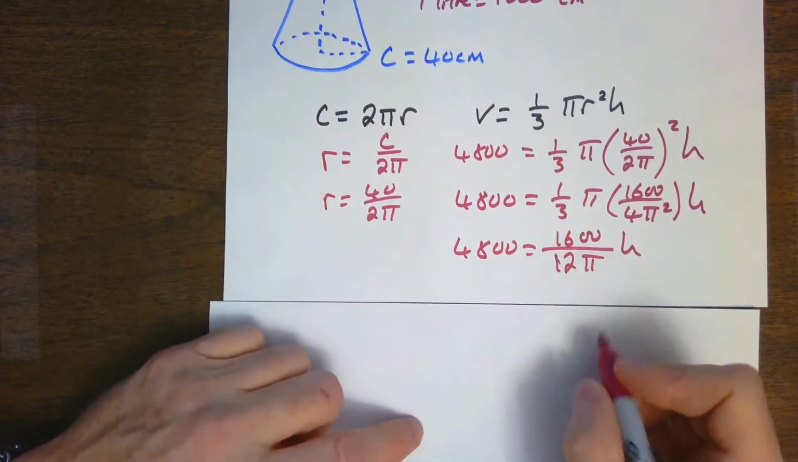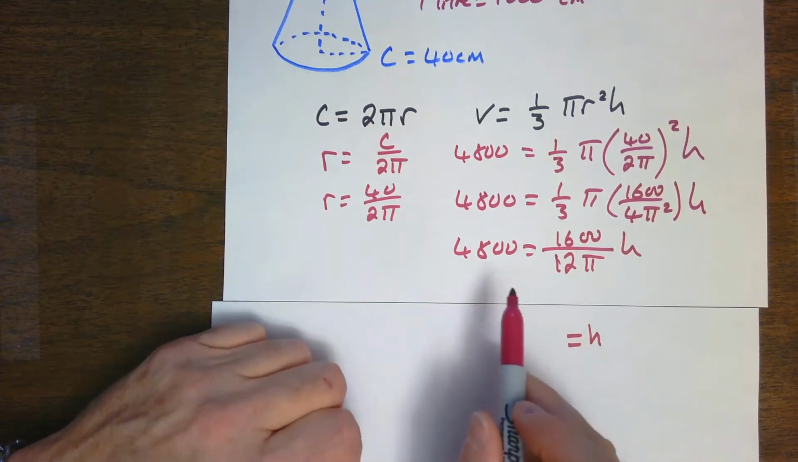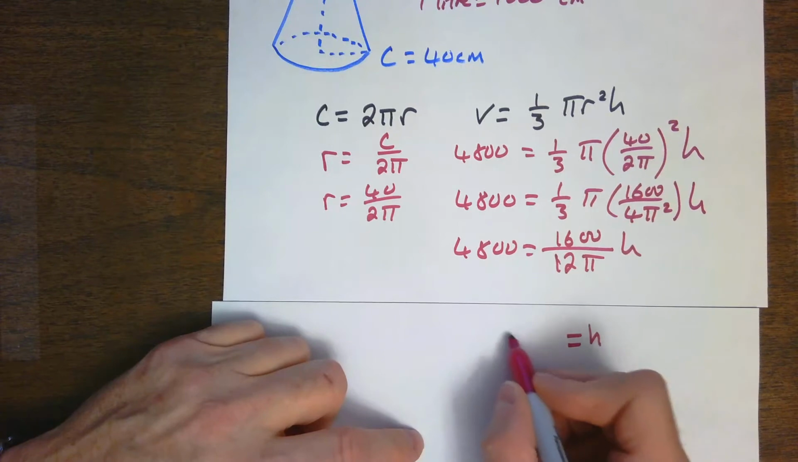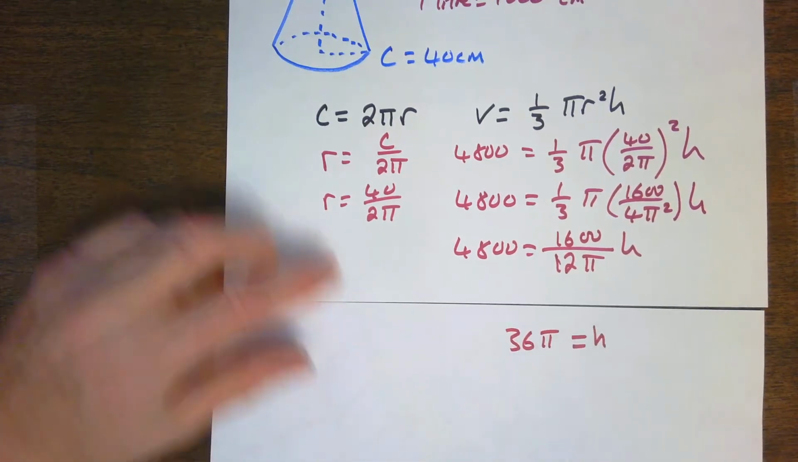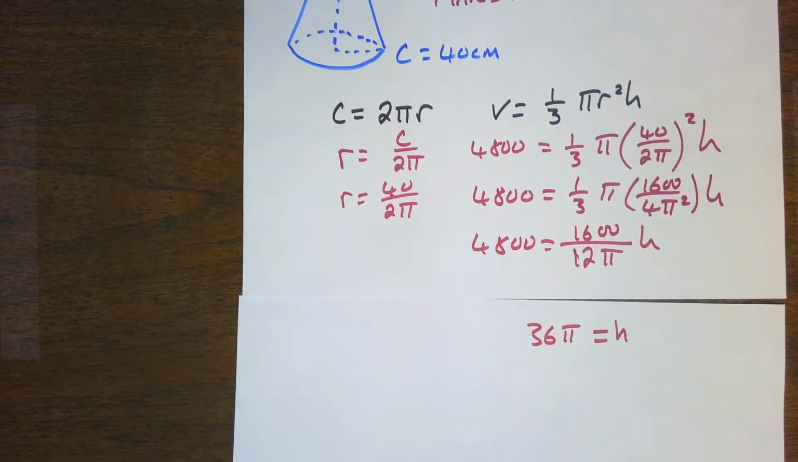Solve for h, and I'm going to get h equals, multiply by 12 pi, divide by 1,600. On the calculator real quick, I think I get 36 pi. Solving for that, 36 pi.